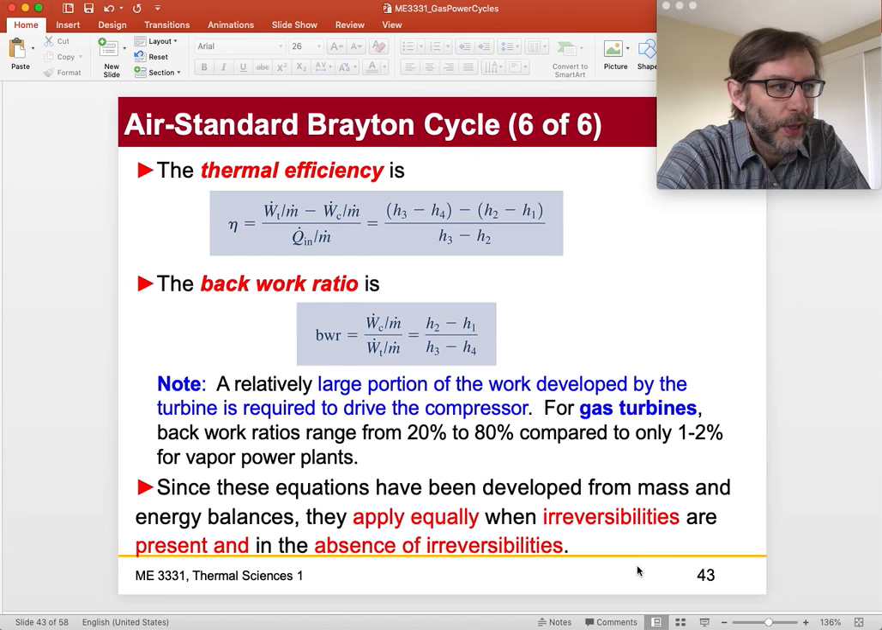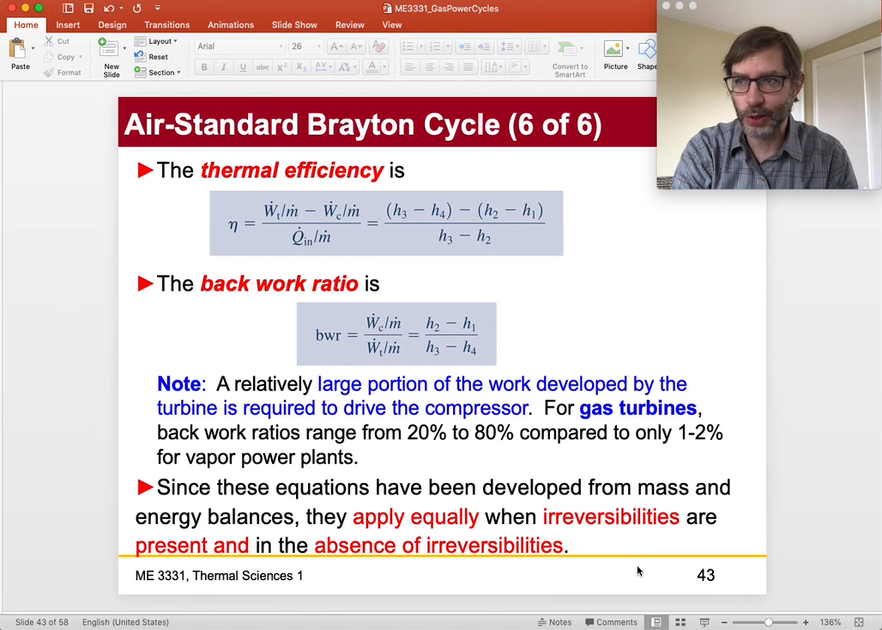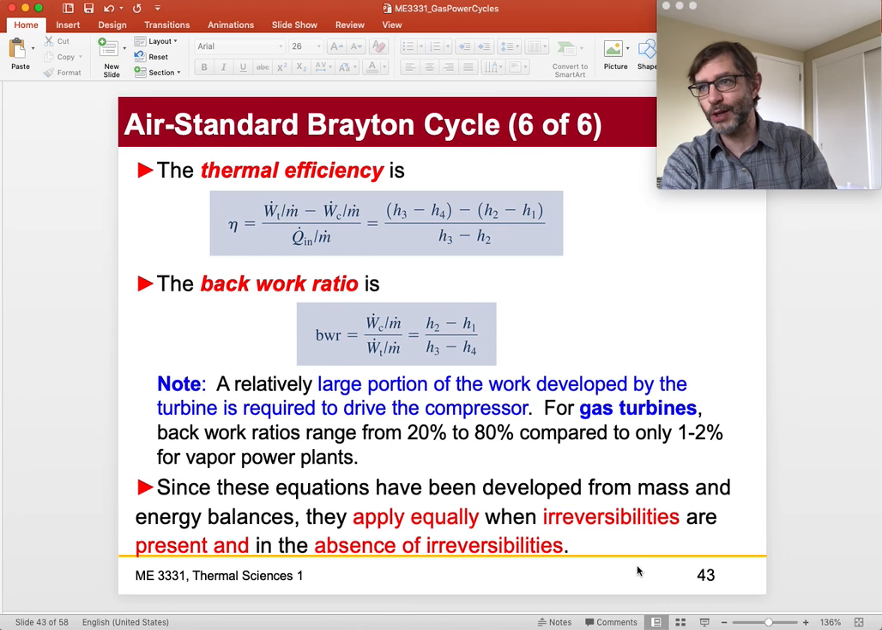You're going to find here that the back work ratio for gas turbines ranges about 20 to 80%. So it's a lot compared to the 1 to 2% for vapor power cycles. And the reason is because it costs a lot of work to compress a gas versus pumping a liquid, because of the incompressible nature of the liquid. Okay, so it's just going to cost a lot more to do that, and the back work ratio is going to be higher. That doesn't mean that the cycle is less efficient. That just means you have to take more of the work that you make from the turbine and put it into the compressor as part of the cycle.